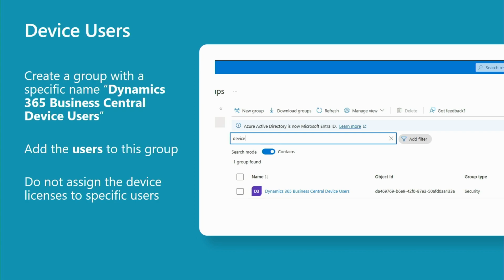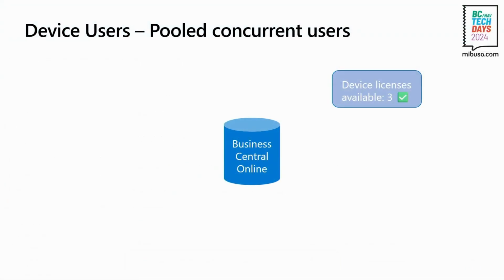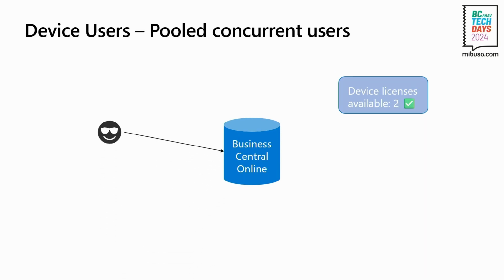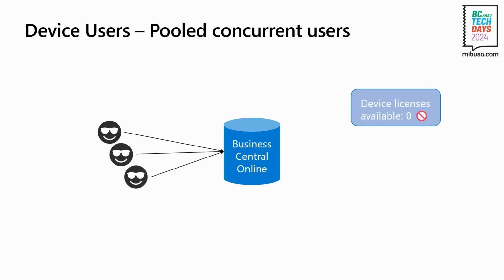And now let's look at how the concurrent access would work. So for example, if you haven't seen the license, this is how it looks. And let's assume you bought 3 of those device licenses, right? And now your first shift worker comes in, they sign in, all good. You've got 2 spots left. The second one comes in, also fine. Third one comes in, no problem.